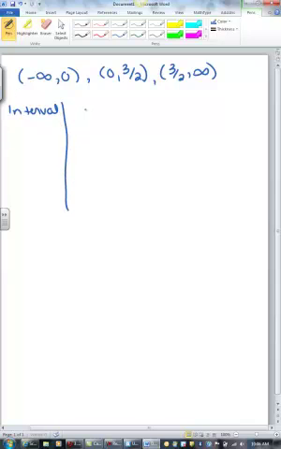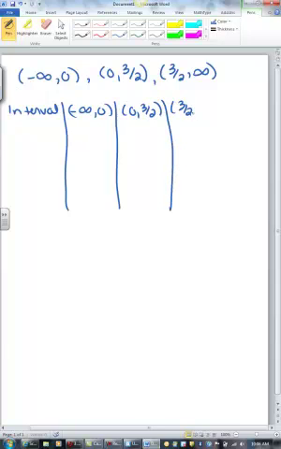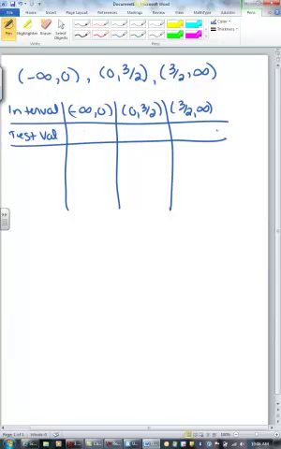Okay, so we're dealing with negative infinity to 0 for one interval, 0 to 3/2, and 3/2 to infinity. Okay, we're going to do a test value. The test value we're going to use is going to be within each interval. So let's say negative 1, 1, and 2.